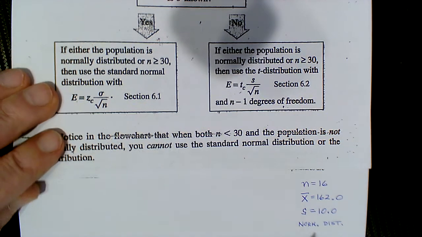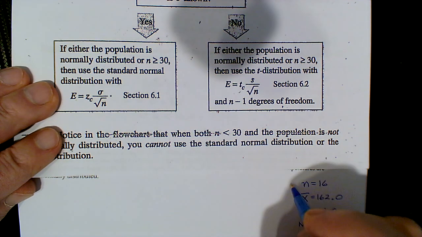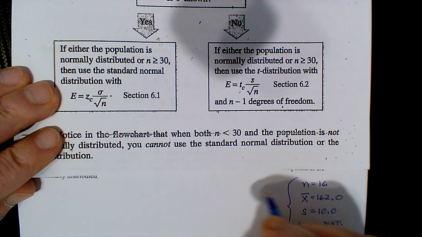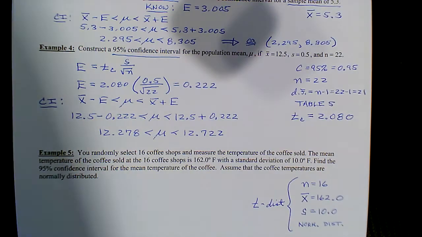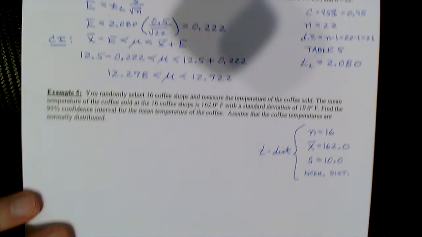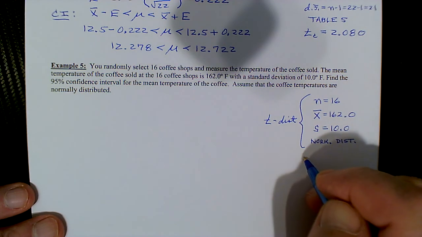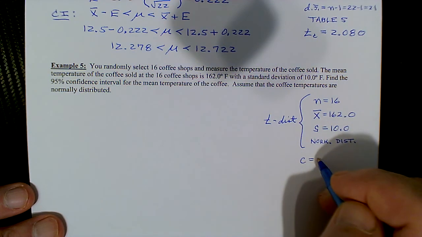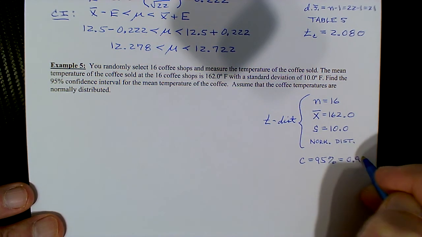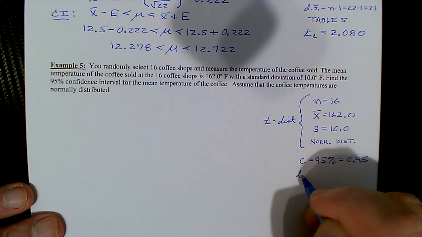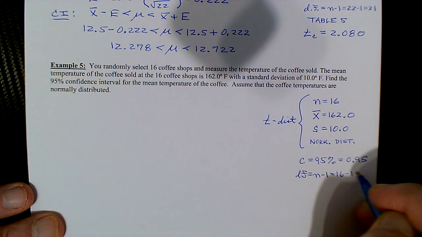Okay, so using the T distribution, first we want to get the critical value. So it was a 95% confidence interval, so C is 0.95. The degrees of freedom are n minus 1, so 16 minus 1 or 15. And then we go to table 5 for the critical T sub C value. And again, I'm going to trust that you're comfortable using the table, and we get 2.131.